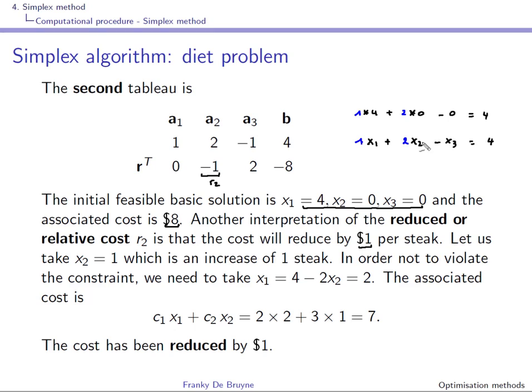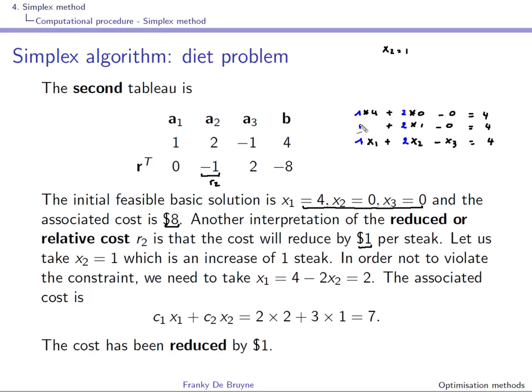So we want now to take x2 is equal to 1 and to see what will happen, but of course we have to make sure that the constraint is still met. If we take x2 is equal to 1, we'll have to adapt x1. So we'll have here plus 2 times 1, right, because we take now x2 is equal to 1. Here we'll still have minus 0 is equal to 4, and this means that we have to take x1 is equal to 2 to meet the constraint.